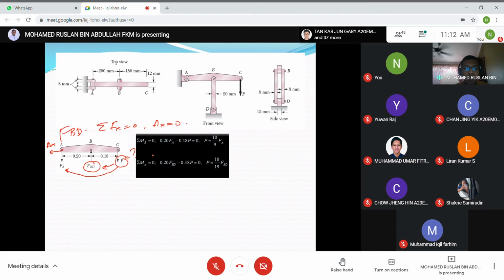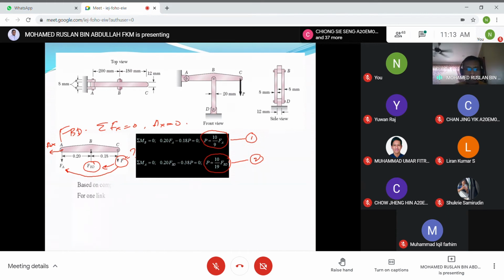Moment about B or moment about A. So let's say moment about B equal to 0. We have 0.2 FA minus 0.18 P equal to 0. This is the first relationship between P and FA. The second one is if we choose moment about A equal to 0, we have the relationship between P and FBD. So this is the second equation, a relationship between P and FA and P and FBD.